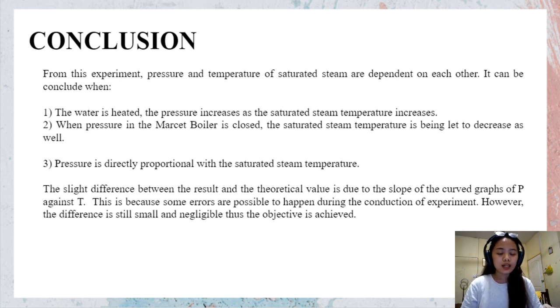Lastly, the slight difference between the result and the theoretical value is due to the slope of the curve graphs of P against T. This is because some errors are possible during the conduct of this experiment. However, the difference is still small and it is still negligible. Thus, the objective of this experiment is achieved.